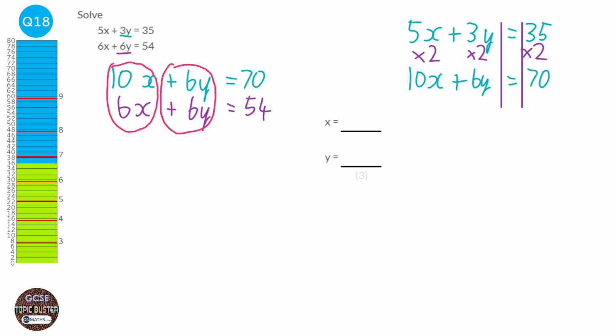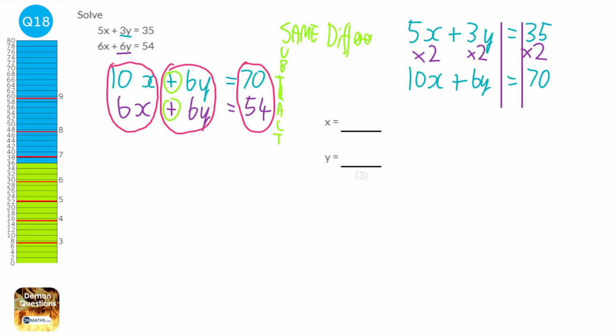Now we're either going to be adding or subtracting these, and the way of telling is looking at the sign before the 6y's, the matching coefficient, and if they're the same, then we subtract. If they are different, then we add. Now these are both the same, they're both positives. So we are going to be subtracting. So we're going to subtract the top ones from the bottom ones.